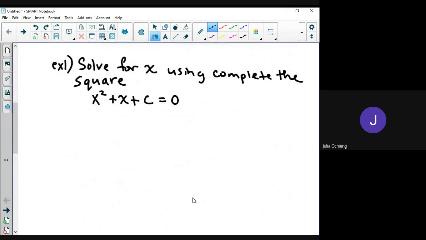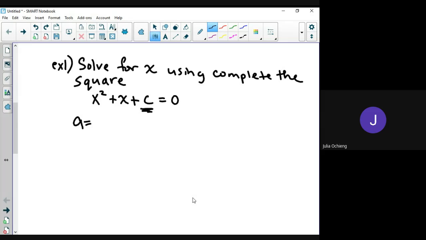Okay? So we're going to do 2 examples before we derive the actual thing, because these 2 examples are going to help you understand the actual 3rd example, which will be the actual quadratic formula derivation. So this one is a simpler version where you're solving for x using complete the square, and I don't know what c is, but I do know what a is.